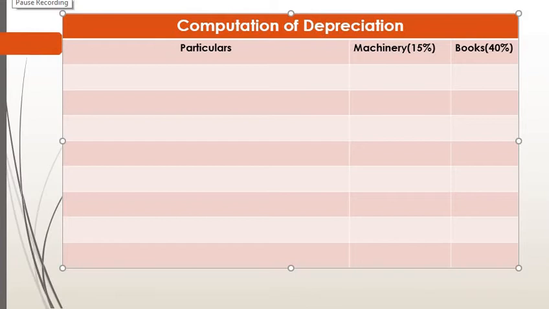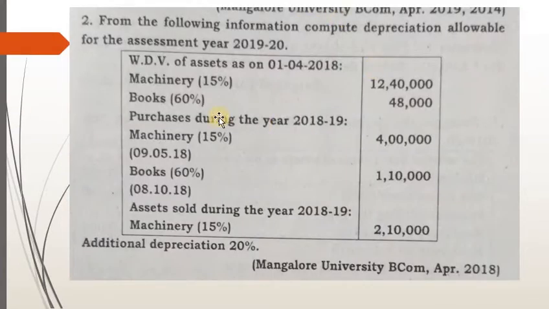So this is the format to calculate computation of depreciation. Under particulars, there are two assets, that is machinery and books. Let's write down the written down value first. Written down value as on 1/4/2018: machinery 12,40,000 and books 48,000. That is as per what is given in the problem.